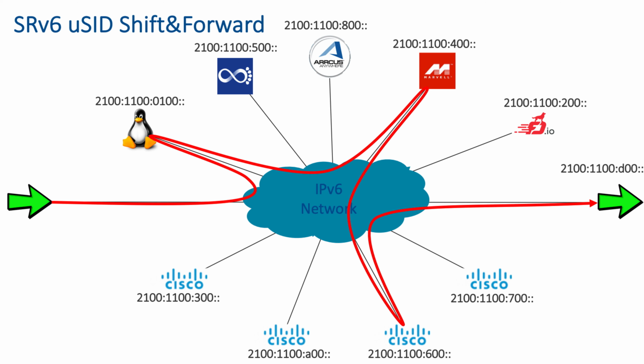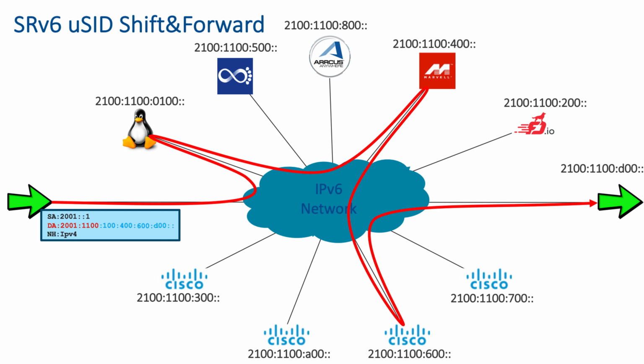Here we can show what happened. Ingress VPP encapsulated packet where destination address is what we call microSID carrier. That microSID carrier has microSID prefix, which is 2001:1100, and 4 different microSIDs. 100 for Linux, 400 for Marvell, 600 for ASR9K, and D00 for decapsulation.